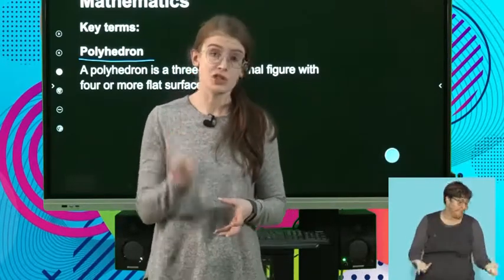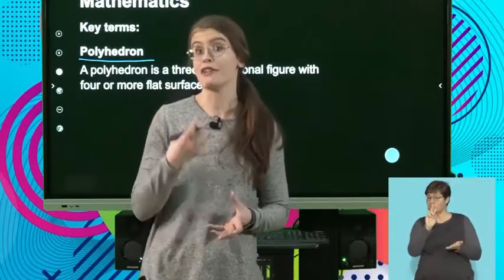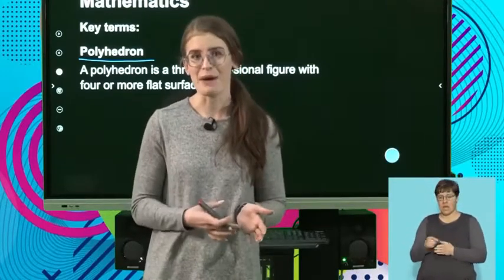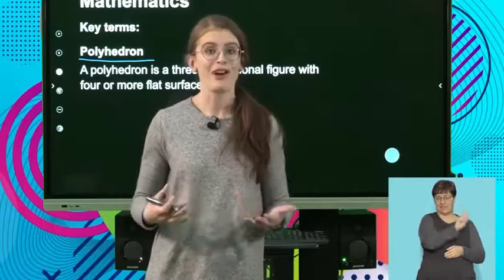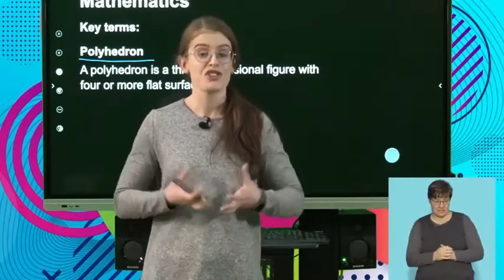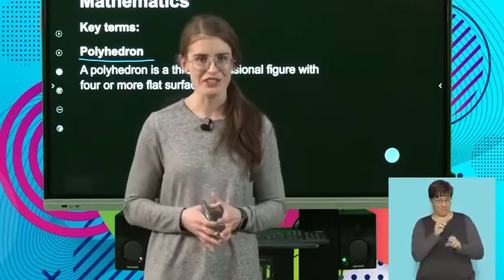It's not a two-dimensional shape because a two-dimensional shape could be drawn on a flat piece of paper. So if I drew a circle on a flat piece of paper, that's two-dimensional. Whereas a three-dimensional figure would be that spherical ball. So a polyhedron is a three-dimensional shape. Let's go back to the board.